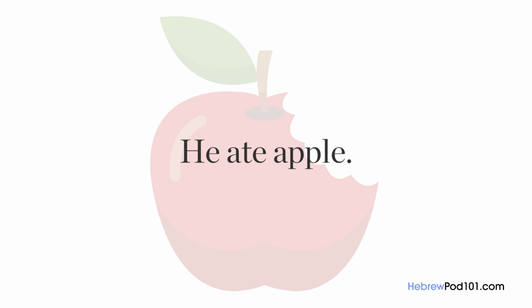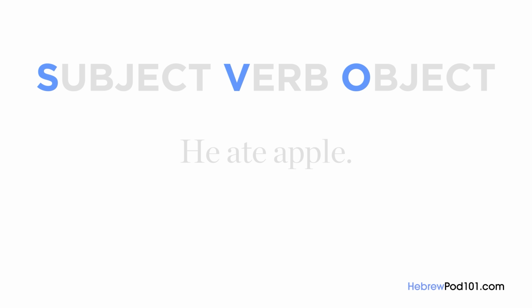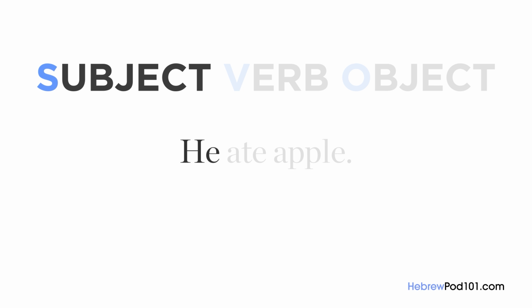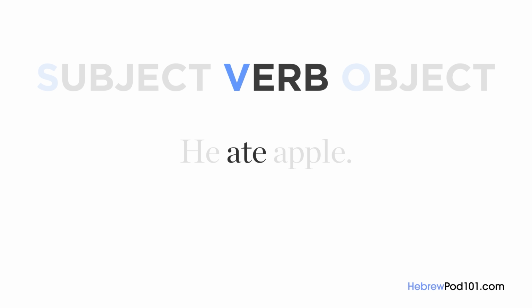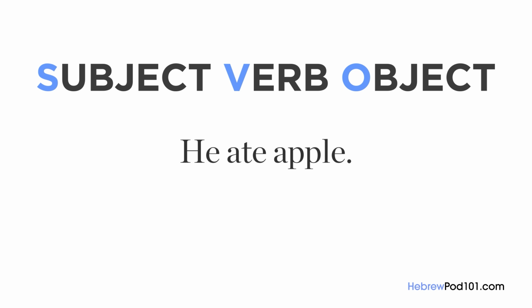The basic word order for English is subject, verb, object, or SVO for short. If we break down the English sentence, he ate apple, we can see that the subject he is presented first, followed by the verb ate. And then finally, the object apple is positioned last. This is the basic word order for sentences in English.